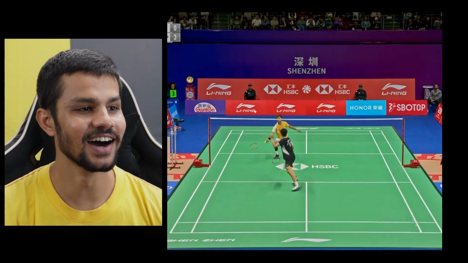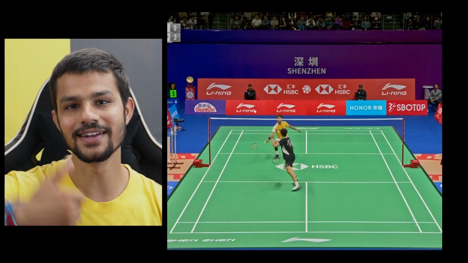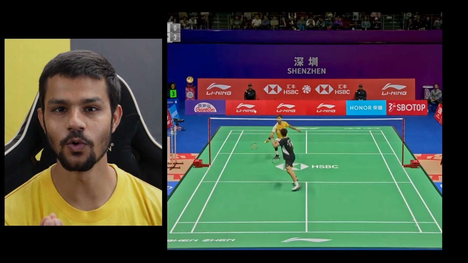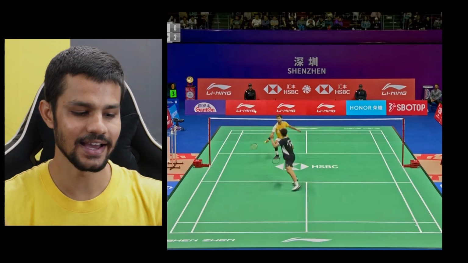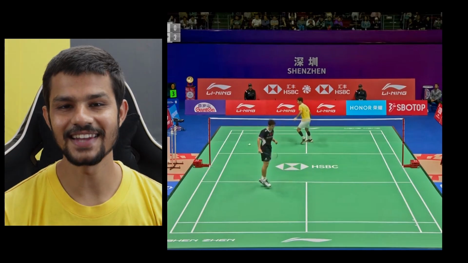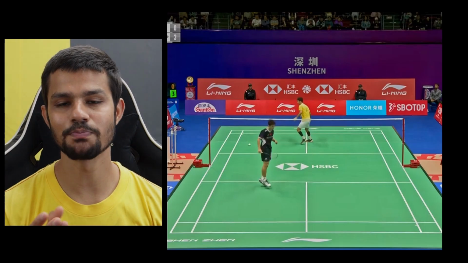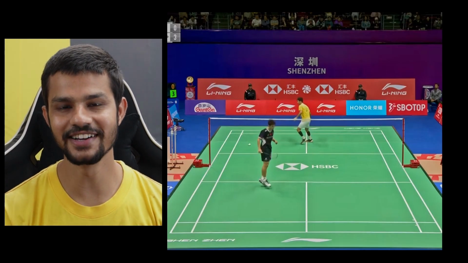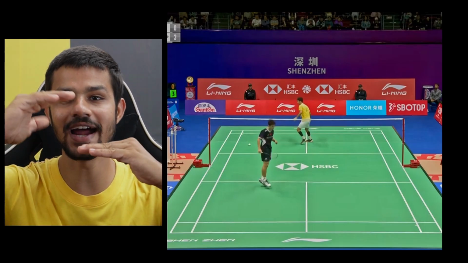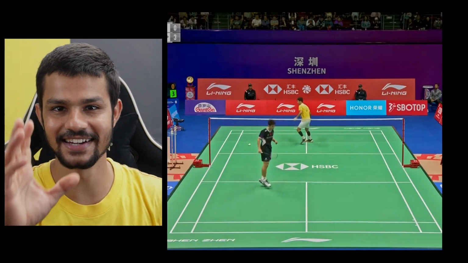Next shot, Sen Lakshya didn't push that shuttle or lift that shuttle, and that shuttle goes a little bit higher than the net, and it's finished. It is a classic example. If you just push the shuttle a little bit harder, the shuttle will go above the net and the opponent can kill that.